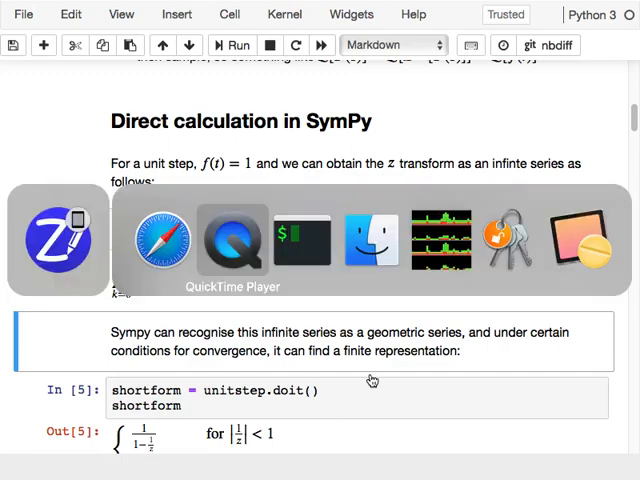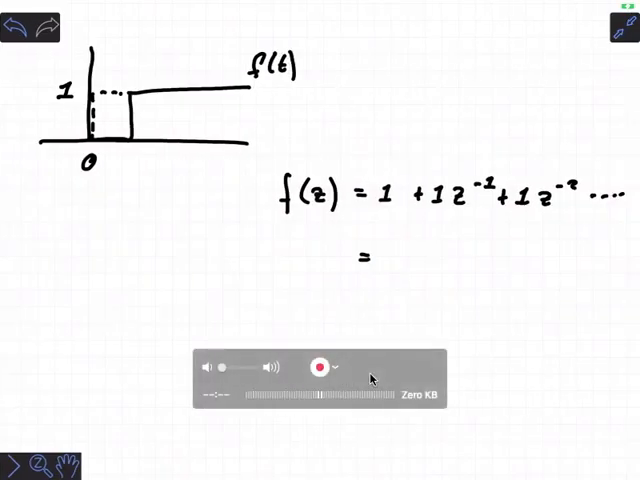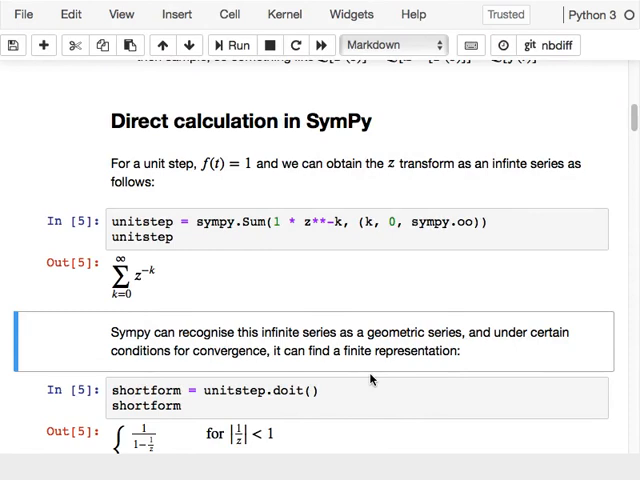So does everybody see that that's basically the same as this, right? So we've taken a unit step, we've sampled it at the points. For a unit step, all the points are 1, right? It's 1 everywhere except for negative values of time. And that's what that infinite sum looks like in SymPy.